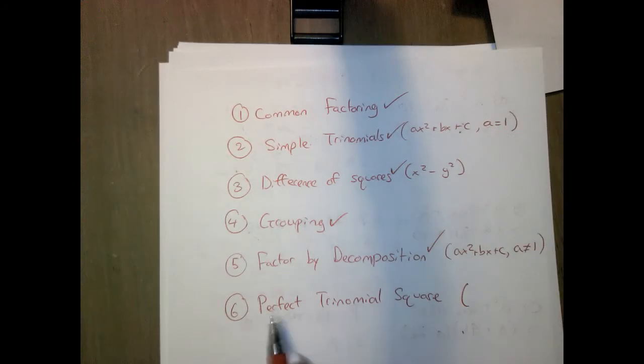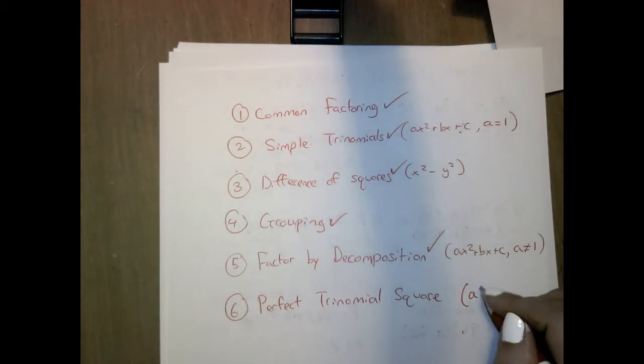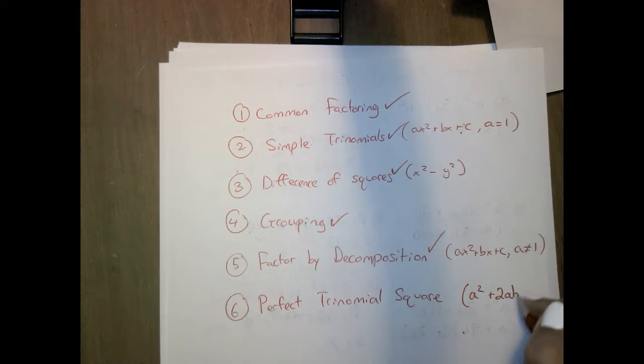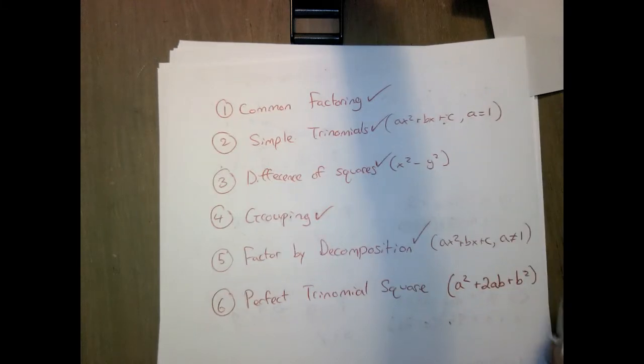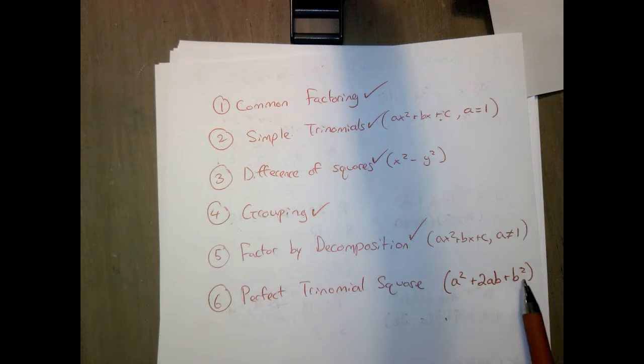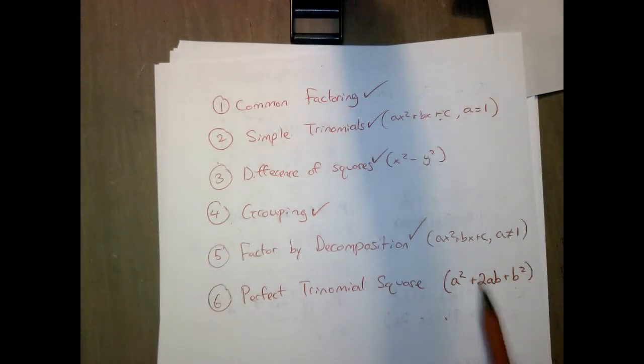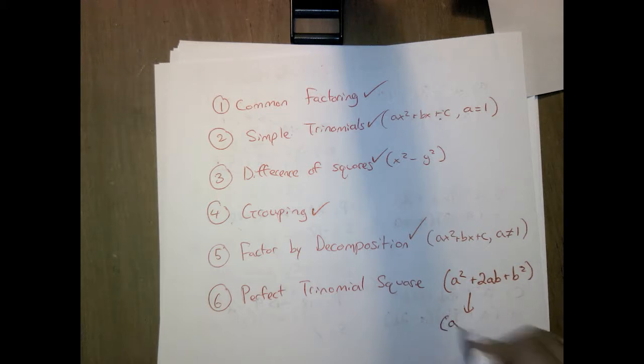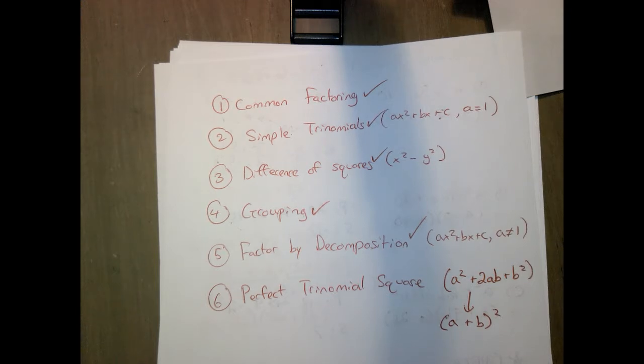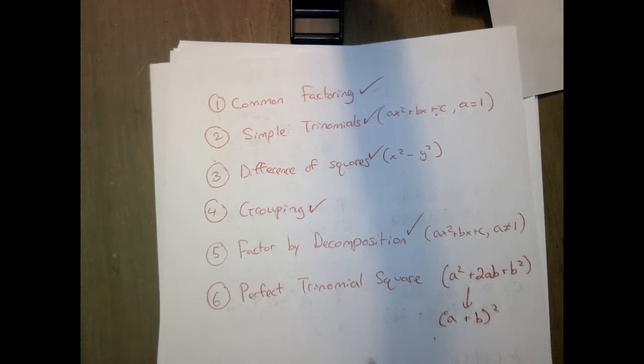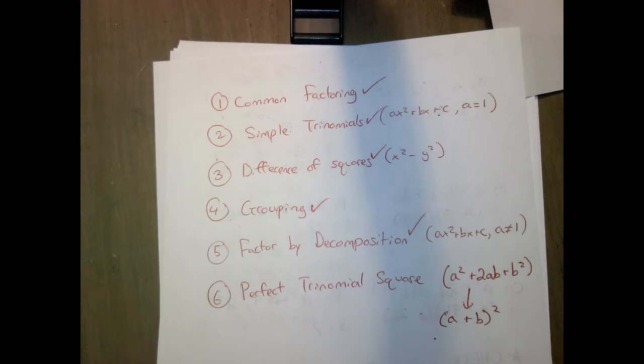Last but not least, let's talk about perfect trinomial squares. So this is what happens when we have a trinomial that is of the form a squared plus 2ab plus b squared. So what does that mean? That means that our first term is a square, our second term is a square, and the middle term is 2 times the square root of the first times the square root of the second, right? So we're going to have, essentially, this is going to be factored into something that looks like a plus b squared. And this is what is called a perfect trinomial square. So let's look at some examples of that.